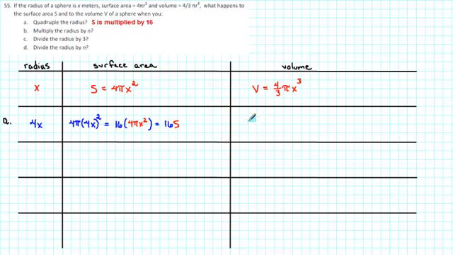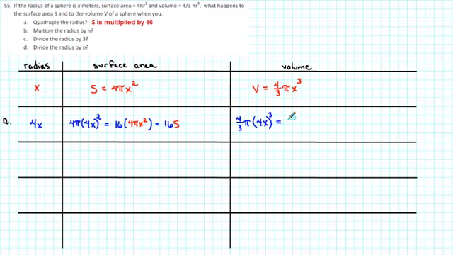To determine what happens to the volume, we substitute 4x for r in the volume formula. So we'll have 4/3 times pi times the cube of 4x. We now compare this expression with the expression that we have for V. Both have a factor of 4/3, both have a factor of pi, both have a factor of x cubed. The only difference is this 4, which is raised to the third power, and 4 to the third power is 64.